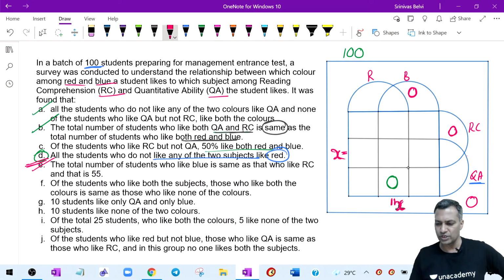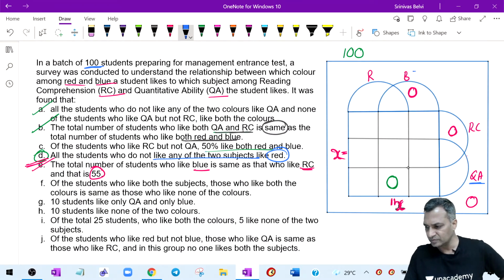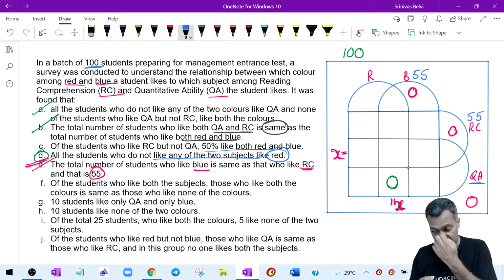The total number of students who like blue is same as that who like RC, and that is 55. Which means the number of people who like blue is same as the number of people who like RC. Each one of them is nothing but 55. Therefore blue is 55. How many people like blue color? 55 people. How many people like RC? 55 people. That is what we are concluding at this point in time.